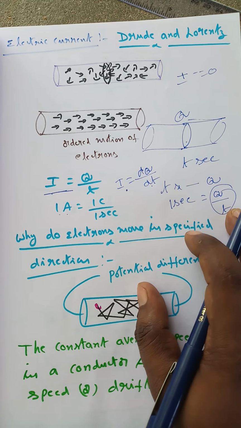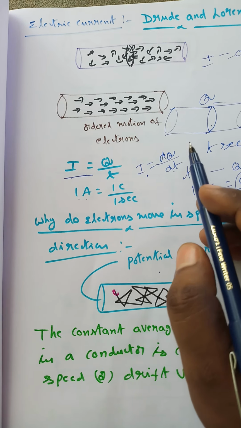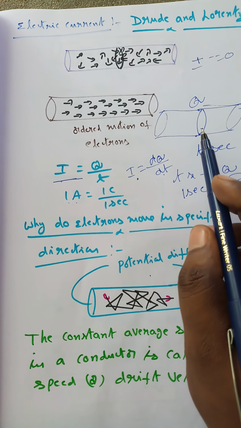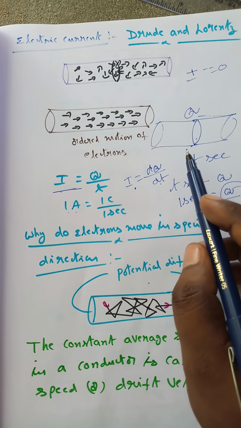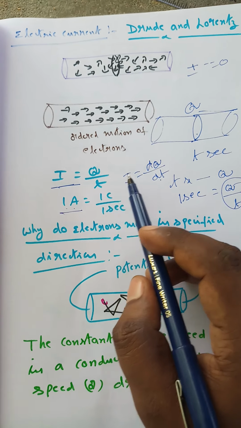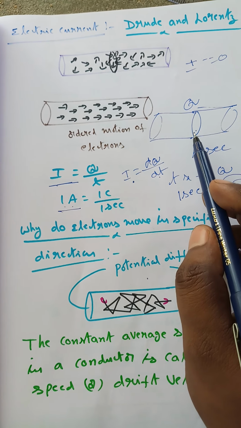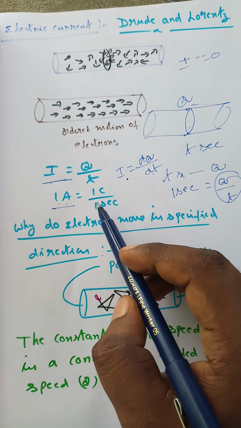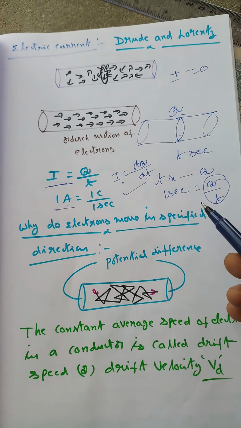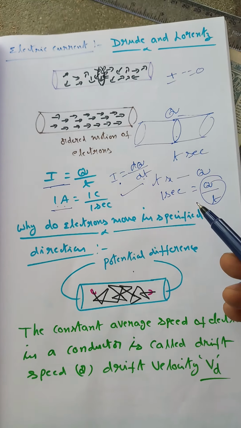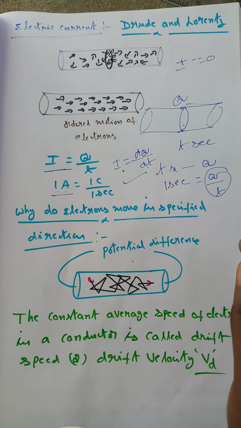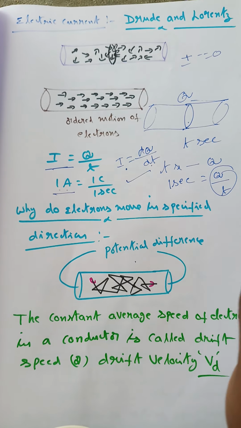When is the flow of current said to be 1 ampere? Suppose through a given cross-sectional area, if 1 coulomb of charge flows in 1 second, then the flow of current is said to be 1 ampere. The flow of current is said to be 1 ampere when 1 coulomb of charge flows through any given cross-sectional area in 1 second. So this is the way of defining the ampere. So this is 1 ampere.